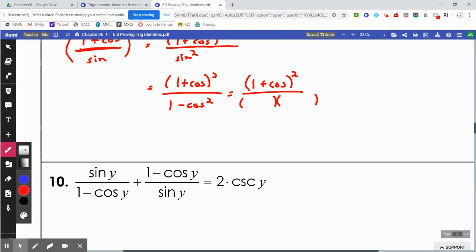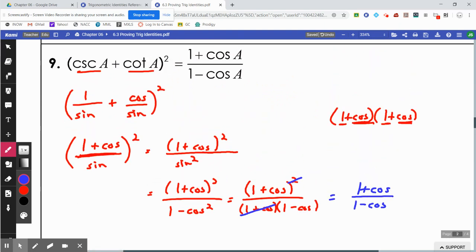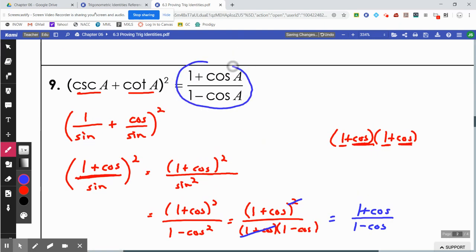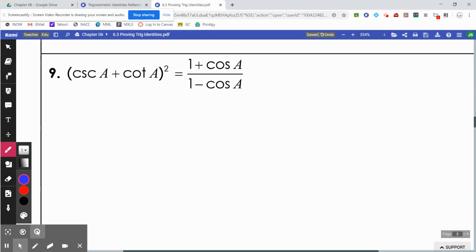1 minus cosine squared is a difference of squares. It factors into 1 times itself, conjugates, and then cosine times itself. So we have a 1 plus cosine squared on top. We have a 1 plus cosine also on bottom now. So what I can now do is cancel this 1 plus cosine with one of the ones on top, and it leaves me with a 1 plus cosine on top and a 1 minus cosine on bottom, which is what you're trying to prove. Now that was probably hard, a little bit tough to see, so let's do something.